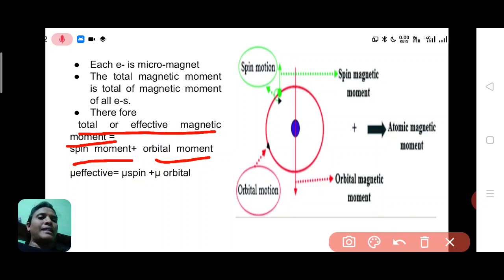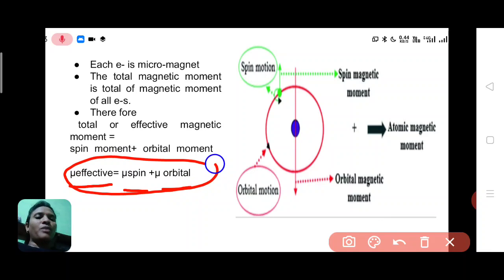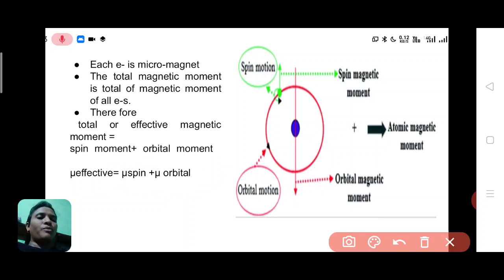So the formula is mu effective, meaning effective magnetic moment. Magnetic moment is represented by mu. So effective magnetic moment is equal to spin magnetic moment plus orbital magnetic moment. So this is the formula for total magnetic moment or total effective magnetic moment of any atom. So remember this formula.